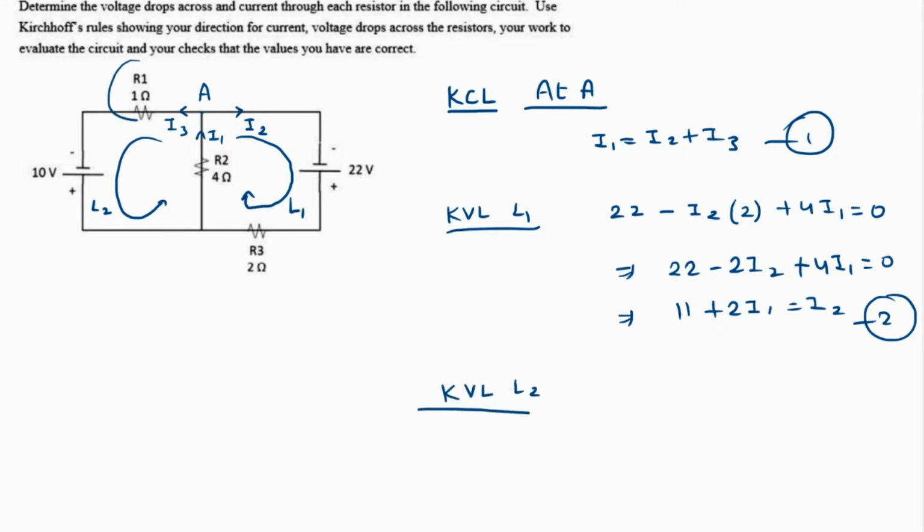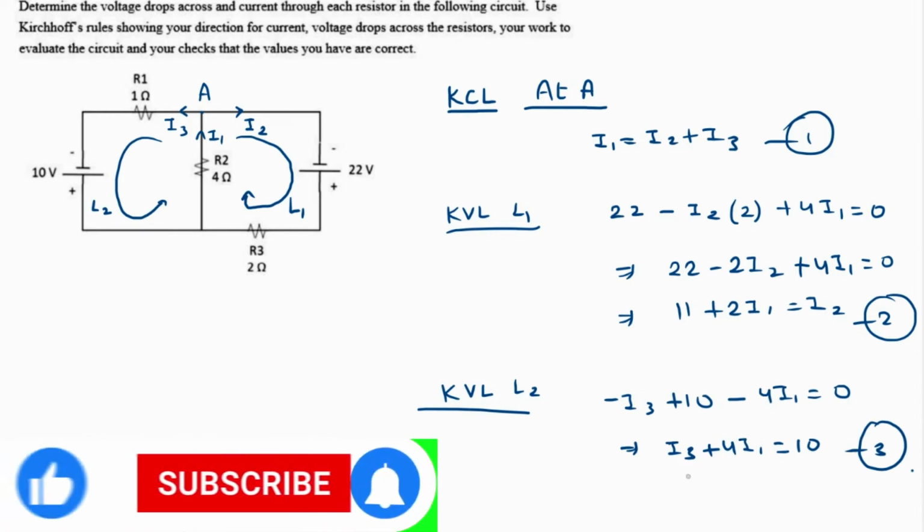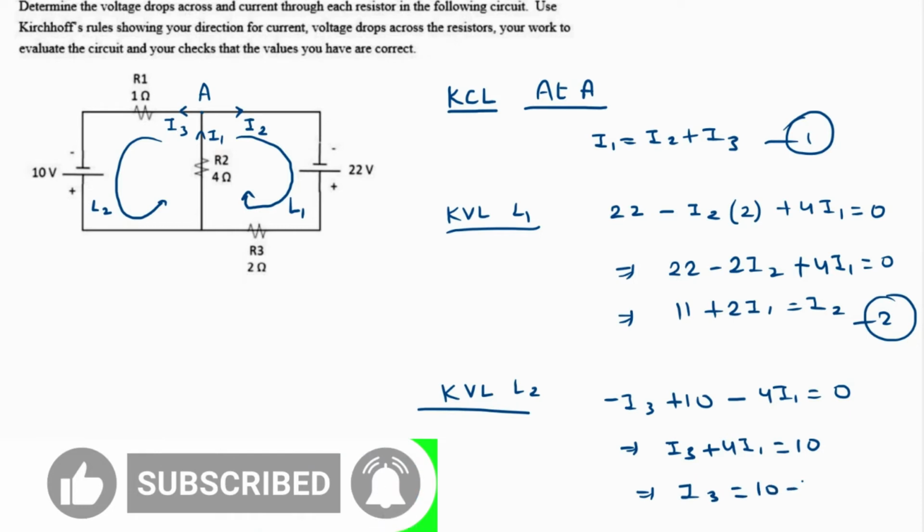So we get opposite to the current, so we have negative 1 I3, so that's just negative I3, and plus 10, and minus, because along the current, minus 4 I1, that is equal to 0. So if you rearrange, then I3 plus 4 I1 is equal to 10. In fact, let's isolate I3 from here as 10 minus 4 I1. Let's call it equation 3.